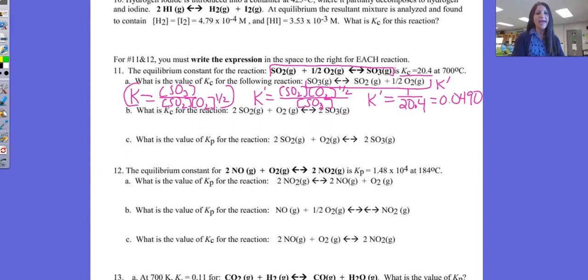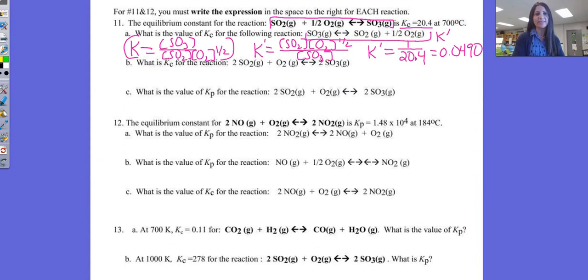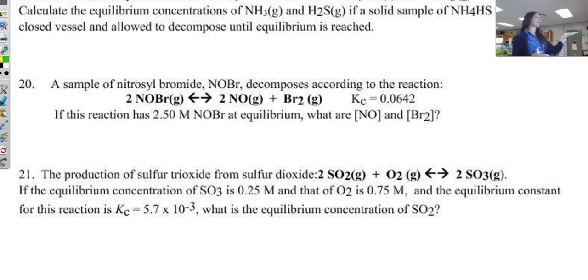All right, and then let's also take a look at number 20. Okay, so on this one, they are giving us our equation. They're giving us the value of K, and they're saying the reaction has 2.5 molar NOBr at equilibrium. What are the concentrations of NO and Br2 at equilibrium? So these are what we are solving for. So again, what you want to do first is write your expression out. You want to fill in what you know. And in this situation, I already know K and I know my NOBr concentration. So I'm simply looking for NO and Br2, okay?